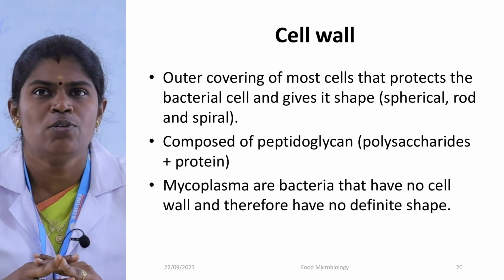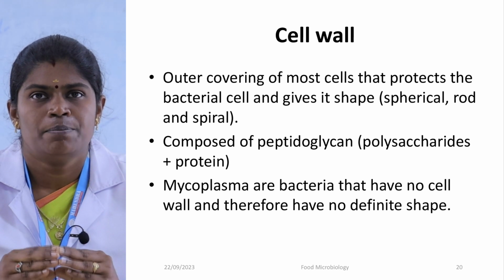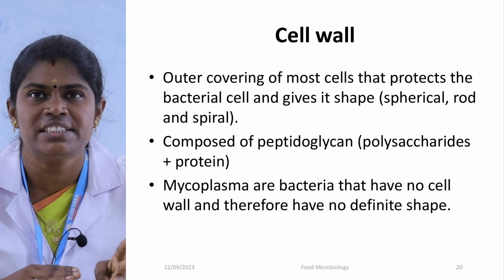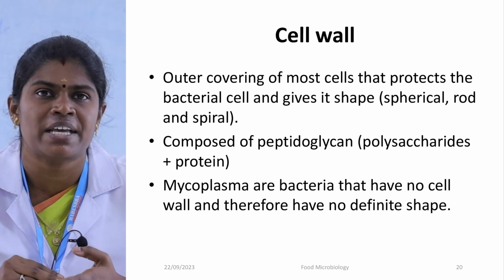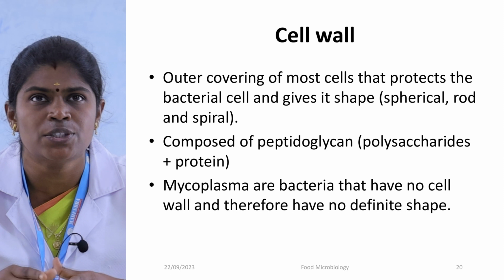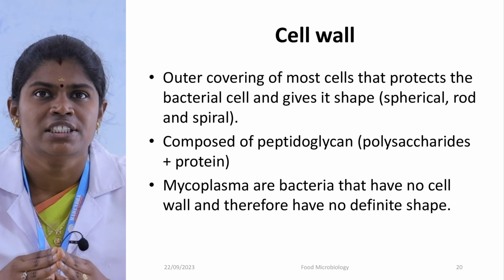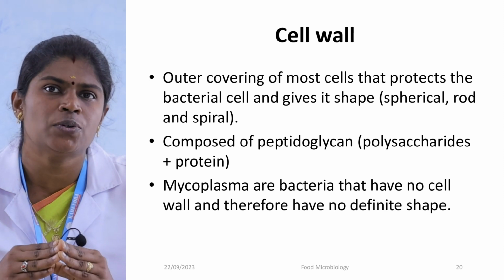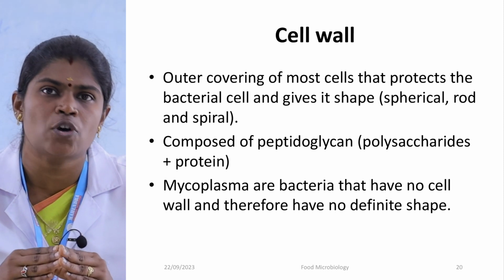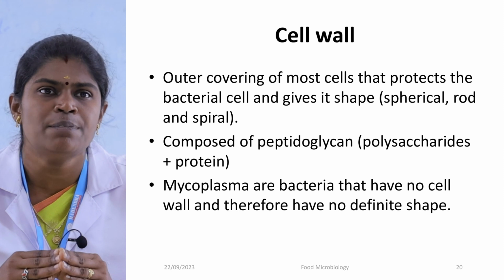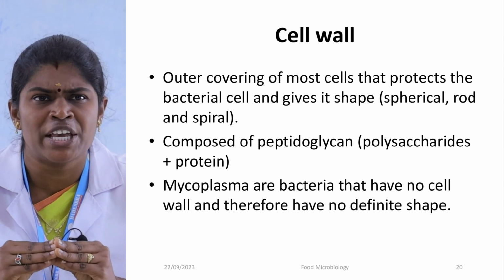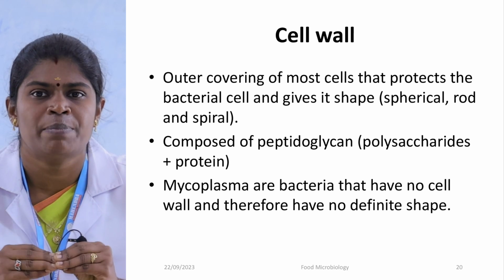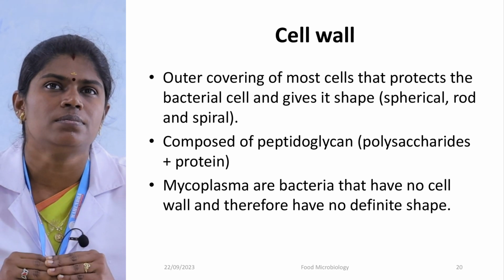Next one is the cell wall. This gives the perfect shape to the bacteria. As we have already seen: spherical, rod shape and spiral shape. This is the major role, giving the specific shape of the bacteria, and it consists of peptidoglycan. Peptidoglycan is a combination of polysaccharide and protein. In Mycoplasma bacteria, there is no cell wall present.